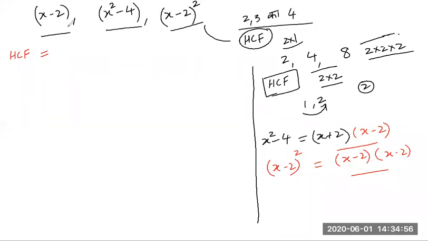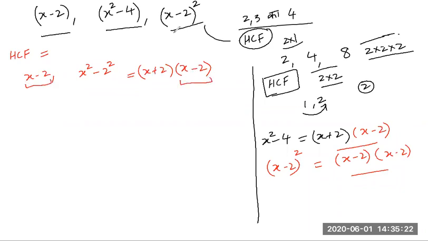Similarly, if you want to find out the HCF of these three, you have to know what are the factors of these. So the factor of x minus 2 is the same, x minus 2. The factors of x square minus 4, this is like a square minus b square. It's like x square minus 2 square, right? So this is equal to x plus 2 into x minus 2.